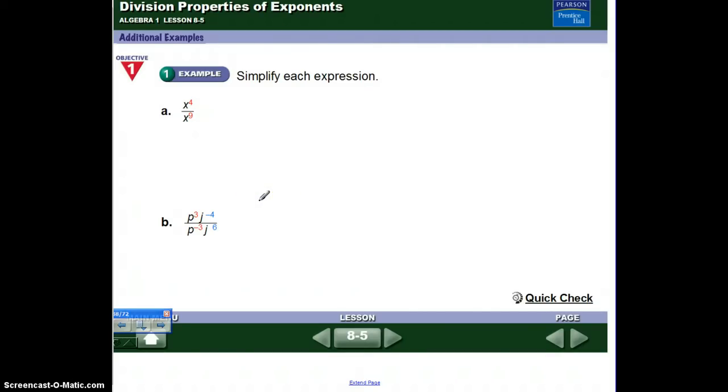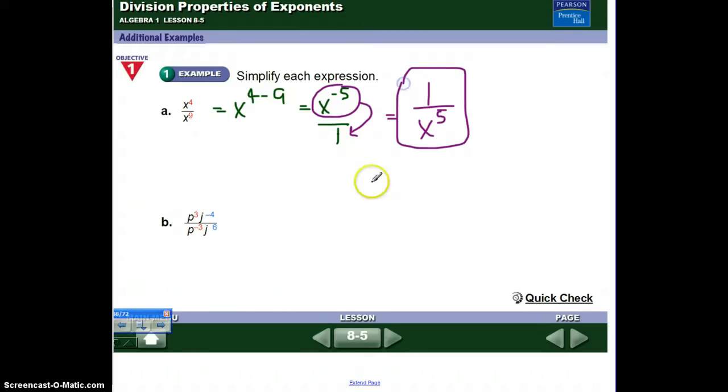In this problem on A, they both have bases of x. So there's my x. And I am actually going to have to take my exponents and subtract them. So 4 minus 9 is going to be negative 5. Remember, as soon as I see that negative exponent, I'm going to have to put it over 1. And because of the negative exponent, this really wants to go to the bottom. So x to the 5th is going to go down here. And I'm going to put a 1 on top to help keep that x to the 5th down on the bottom. Nothing left to multiply out. There's my final answer.